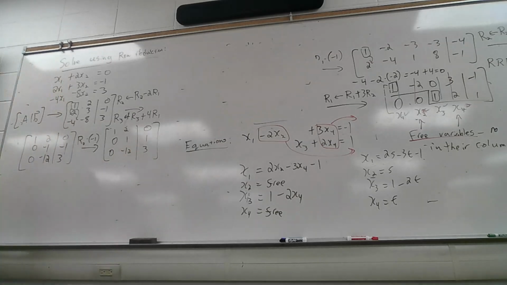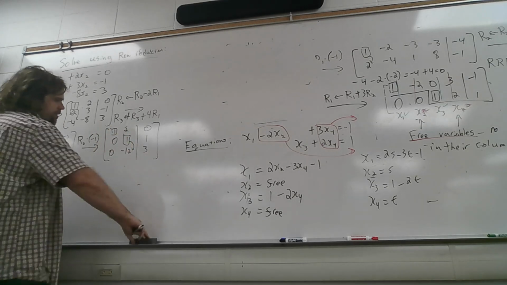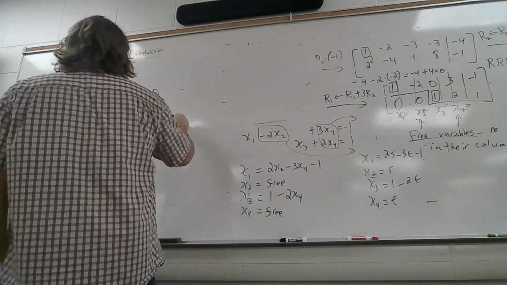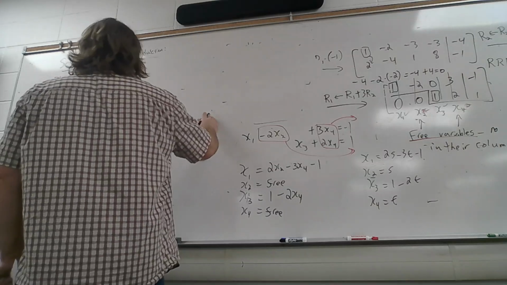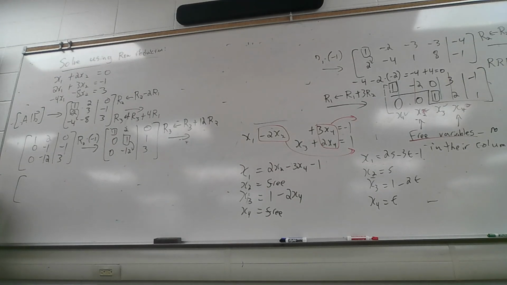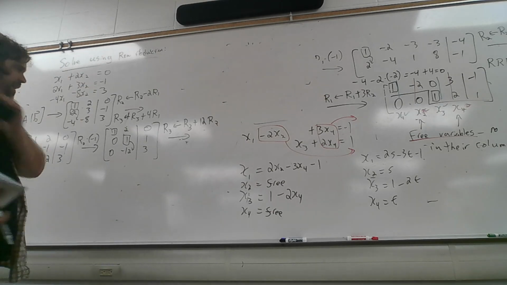Cool. Almost there. We got these nice leading ones, but this is the one we just made. So let's make a 0 below it. So that's row 3 plus 12 row 2. I feel like I made a mistake there, but did I? Oh, yeah. I think these numbers are wrong, actually. Sorry. This is what I mean. It's so easy to make arithmetic mistakes.